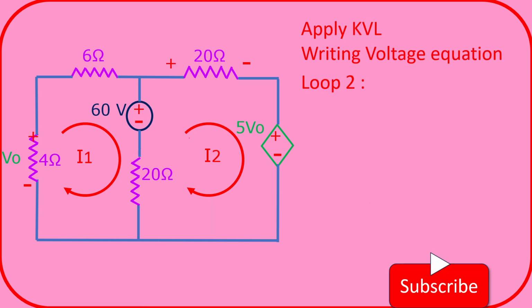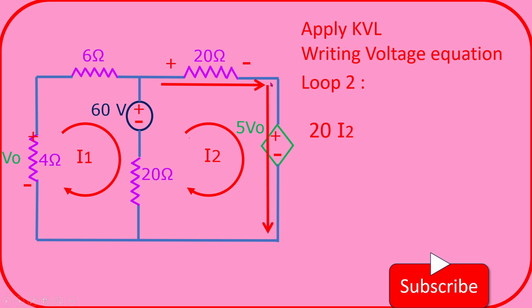Now we are going to apply this KVL to loop 2. We assume that the current starts flowing from this point. So it is flowing through this 20 ohm resistance. So entering point is plus and this is minus, so that we get this as 20I2.